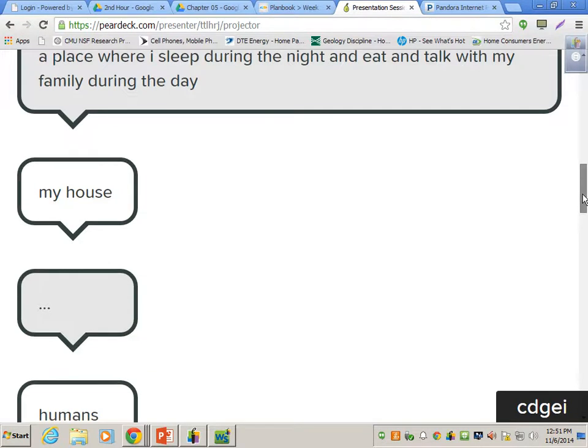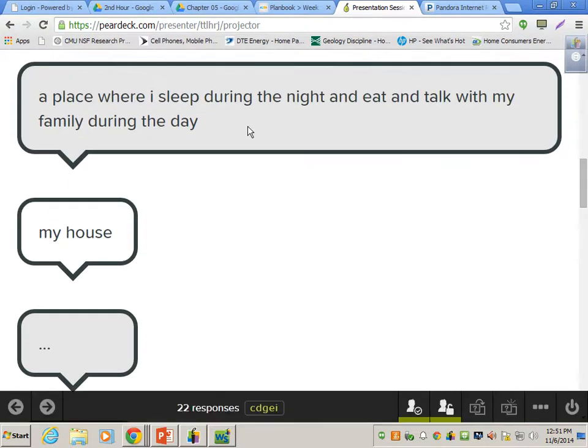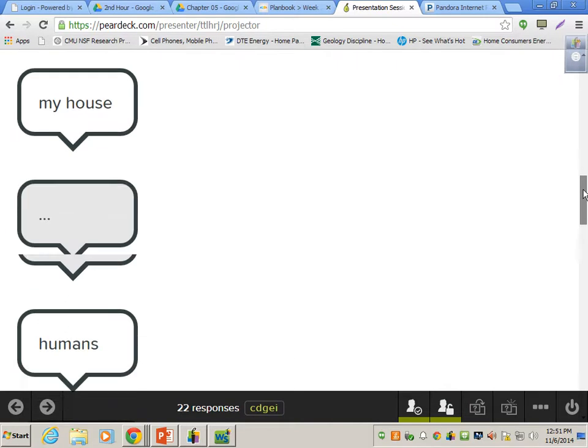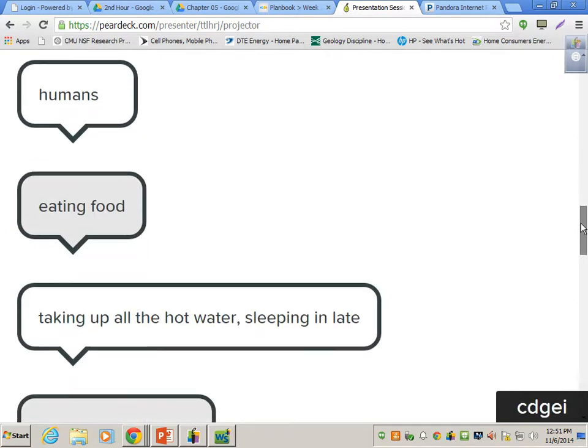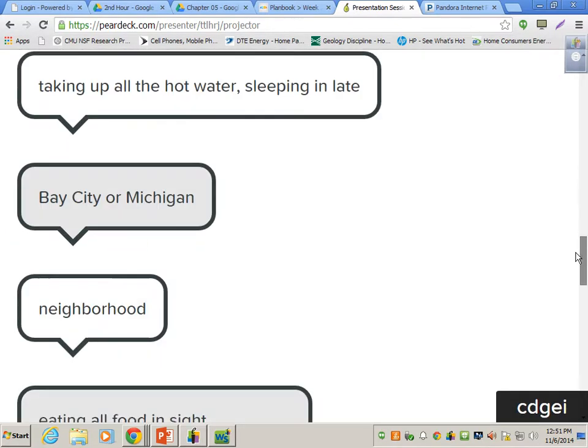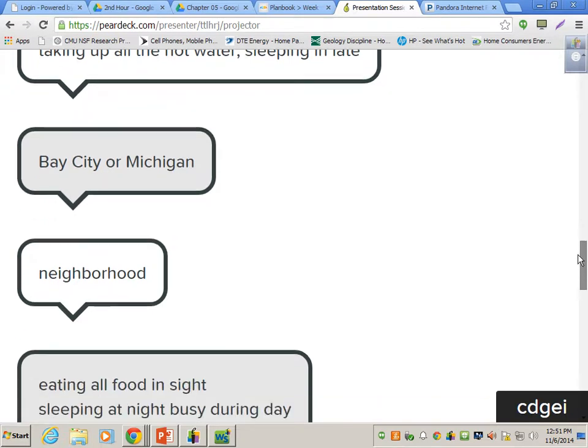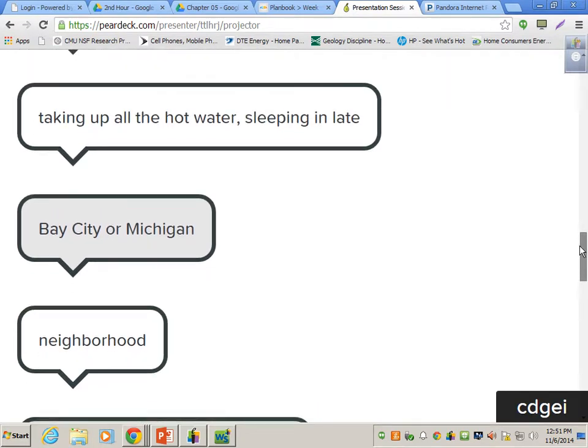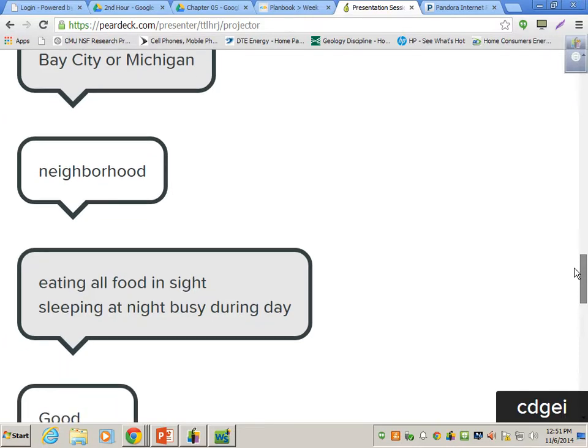Place where I sleep during the night. Okay, kind of. That's more your habitat, right? Place where you sleep and eat, that's kind of your habitat. The role is a little different. Your role is to take up all the hot water. You are definitely one of my daughters. They will take all the hot water.